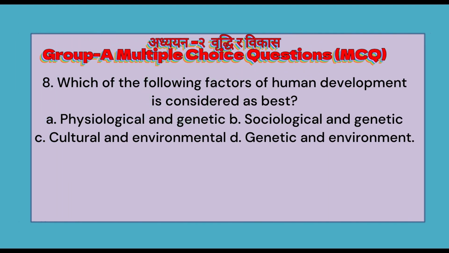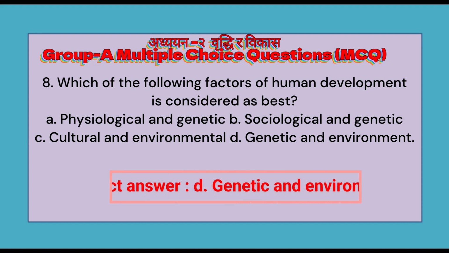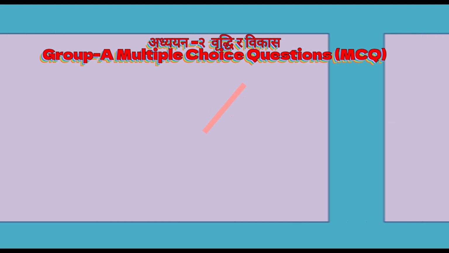8. Which of the following factors of human development is considered the best? A. Physiological and genetic. B. Sociological and genetic. C. Cultural and environmental. D. Genetic and environment. Correct answer: D. Genetic and environment.